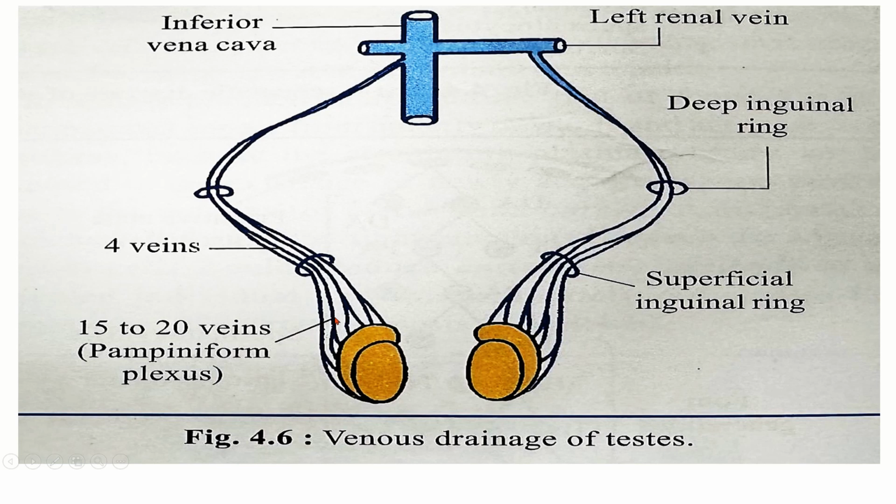You can see here the pampiniform plexus of veins. At the superficial inguinal ring 4 veins, at the deep ring 2 veins, in the posterior abdominal wall a single vein. And see, the right gonadal vein is draining into the inferior vena cava obliquely, whereas the left gonadal vein is draining vertically into the left renal vein. So this left renal vein has a chance of compression between the superior mesenteric artery and abdominal aorta, as in the nutcracker phenomenon.